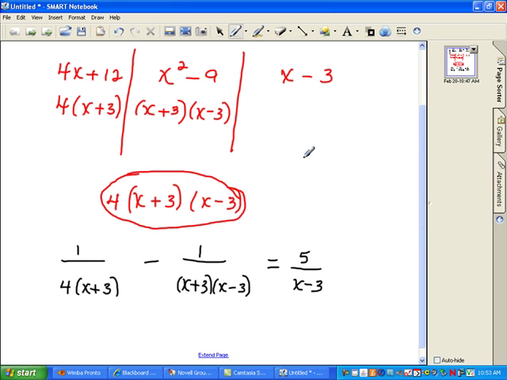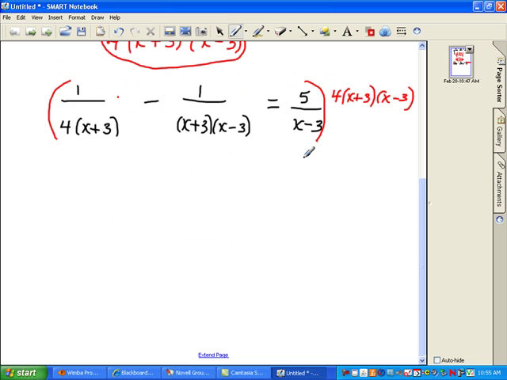Now, I've just rewritten my problem. What I'm going to do now is take that common denominator that I found and multiply it by the whole problem. What we want to do now is see if there's anything that could cancel. Since I have 4 times x plus 3 times x minus 3, and over here I have 4 times x plus 3, this will cancel with the 4 times the x plus 3. So it's gone, and all I have now on the top is the 1 that's already there, and the x minus 3 is what's left. So I'm going to say 1 times x minus 3.